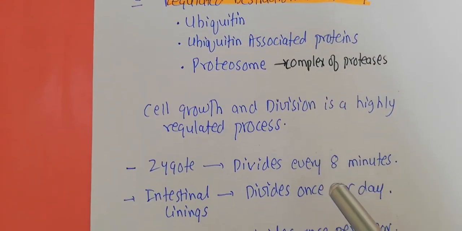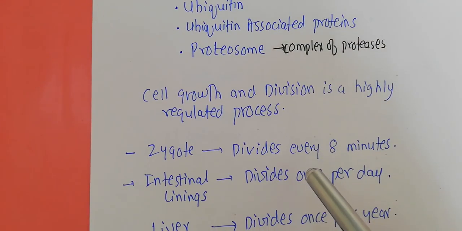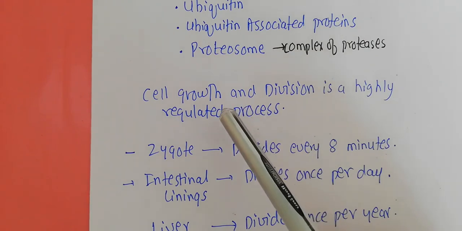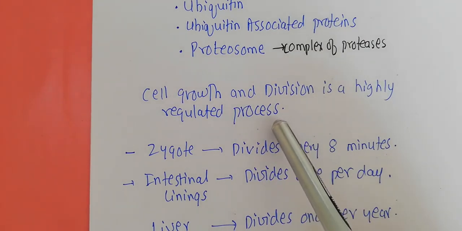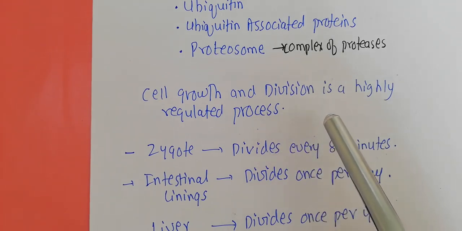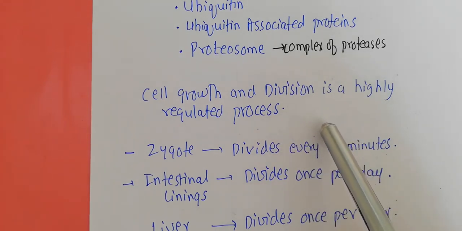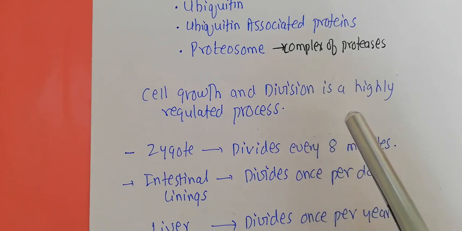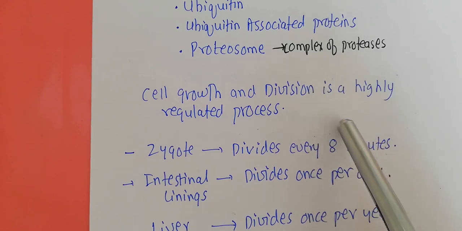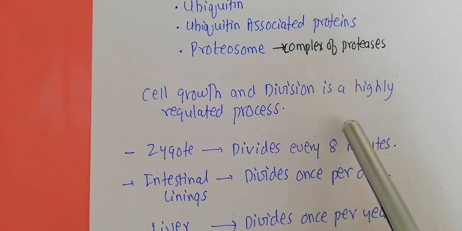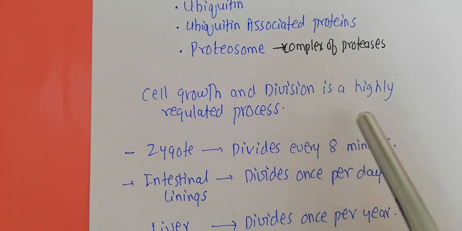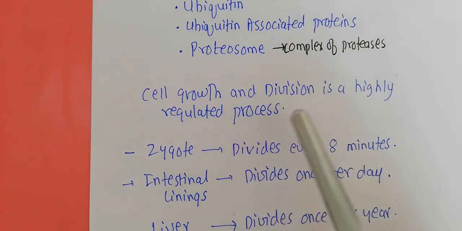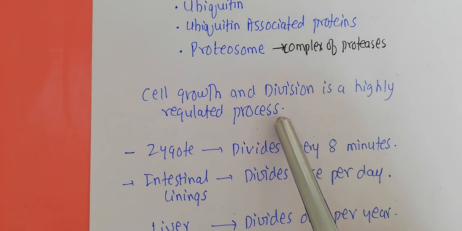If you look at cell division overall, cell division and cell growth is a highly regulated process. That means that living organisms, the eukaryotes, keep the number of cells very tight. If a cell needs 2 cells, they are going to make only 2 cells. If they need 10 cells, they are going to make only 10 cells. So cell growth and division is a highly regulated process.